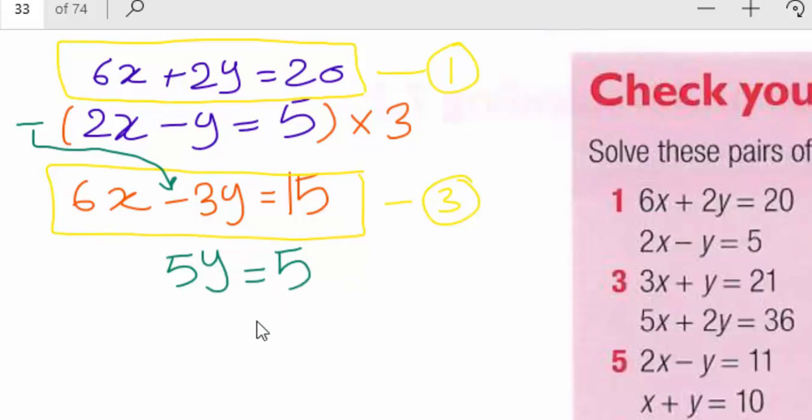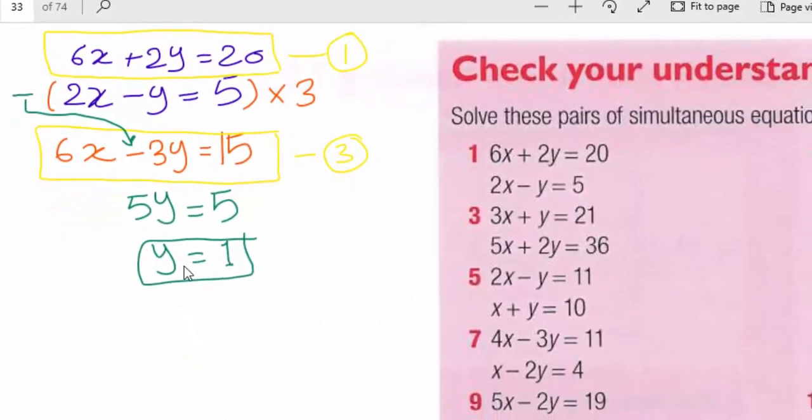Then 5y is equal to 5. If we divide both sides by 5, you see y is equal to 1. This is the value of y. Now this one helps us to find the value of x by substituting this one instead of y in any of the equations we have. Let's use the first one or the second, which one you think is easy.